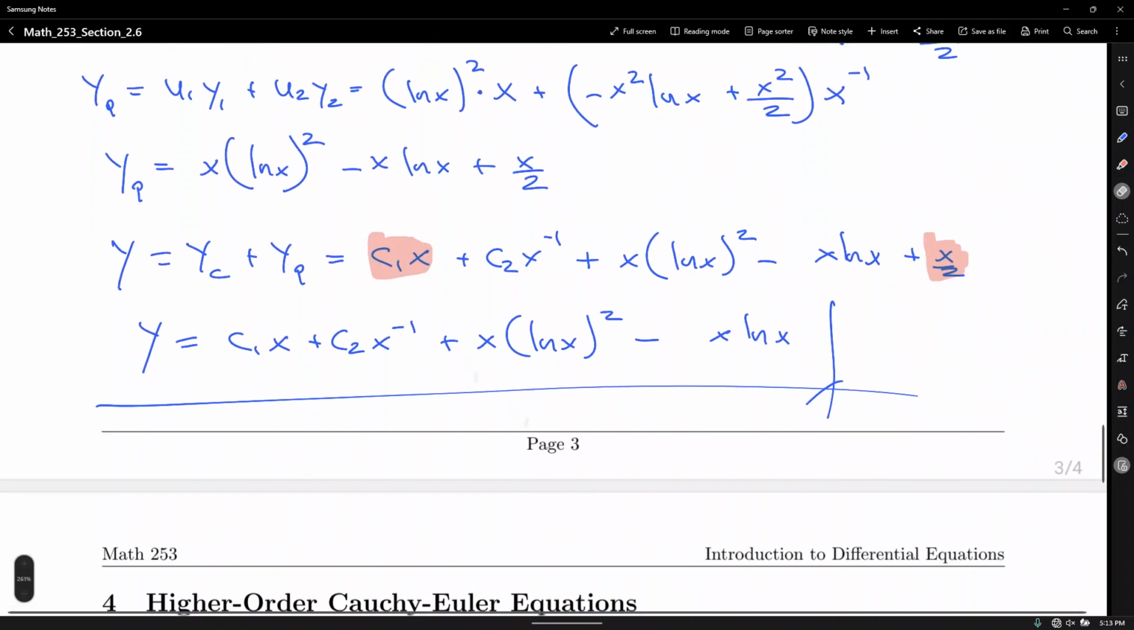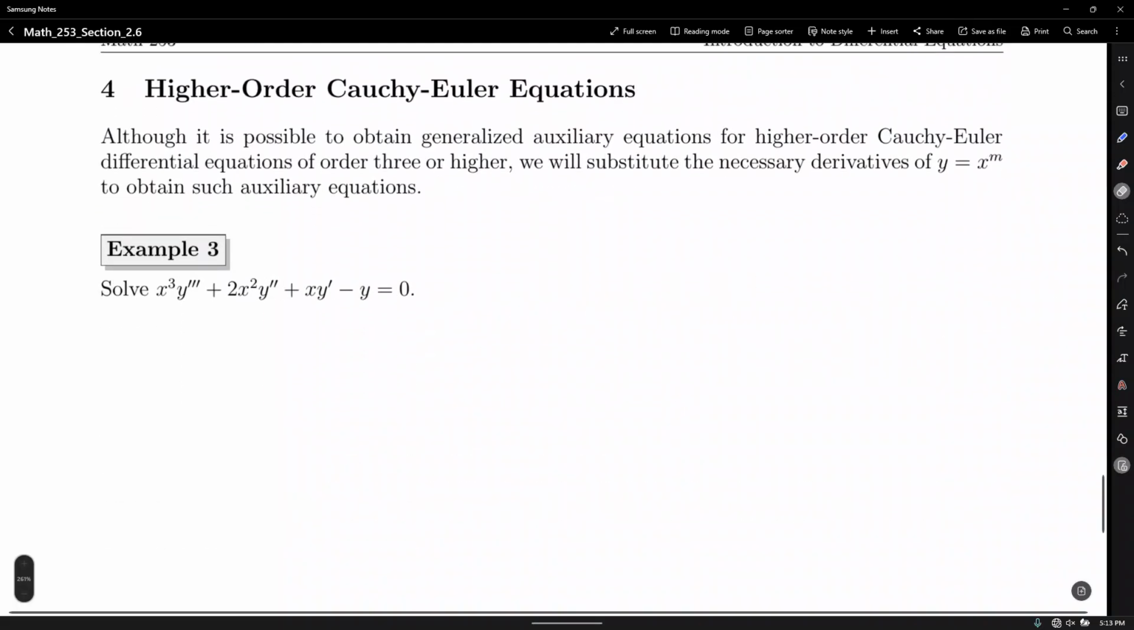All right, guys. What about higher order Cauchy Euler differential equations? What we have done for this first part of the notes was solve second order Cauchy Euler differential equations. Now, let's see how we solve a third order differential equation. Although there could be a formula, actually, let's do it the long way.